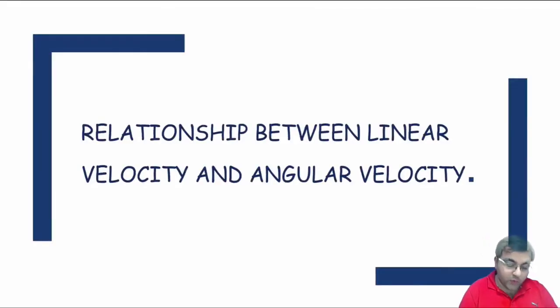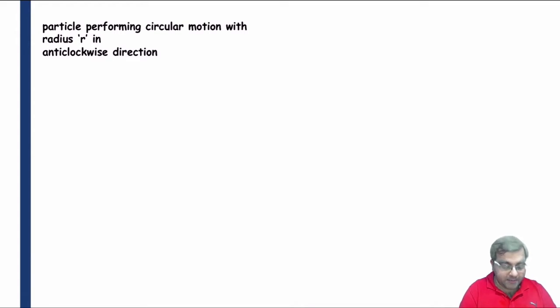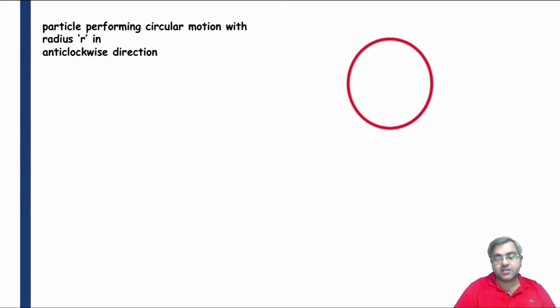In this video, we will derive the relationship between linear velocity v and angular velocity omega. So consider a particle which is performing circular motion in the anti-clockwise direction. Can you see a figure? This is a circle. A particle here is going to perform a motion in the anti-clockwise direction, so that's the reason I'm denoting this arrow.